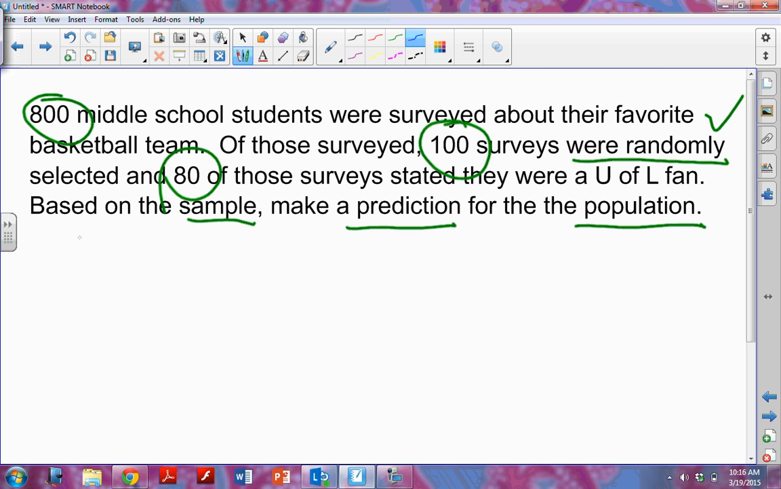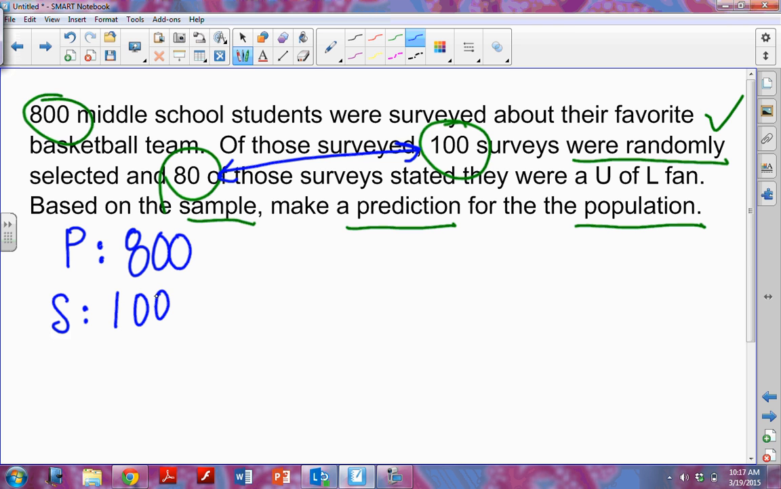So the first thing I'd like to do is figure out what the population is. So I'm just going to use P for population and S for sample. So the population is the whole. I know that's my 800 students, so I'm going to write 800. I know that's my population. And my sample. So now I've got these two other numbers that I can look at. Does it make sense if you only have a sample of 80 that 100 people could say something? Nope. So out of your two numbers that are left, whichever one is the bigger of the smaller numbers, that's what your sample is. So my sample is going to be 100.